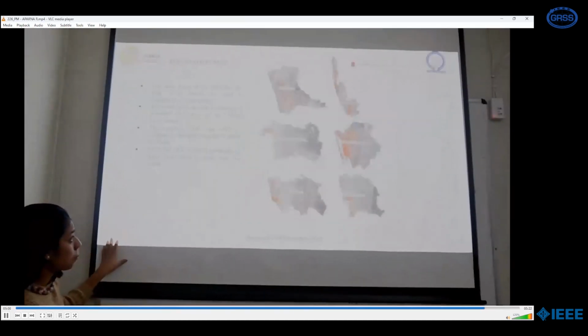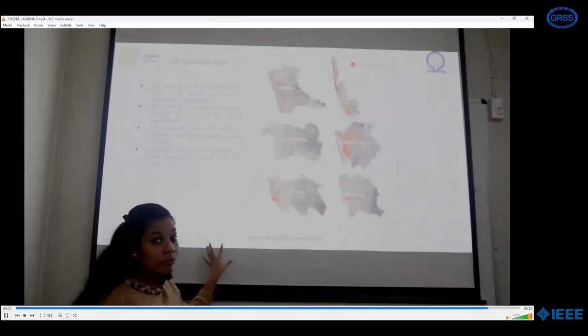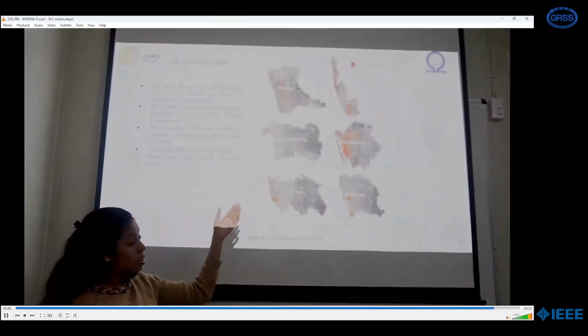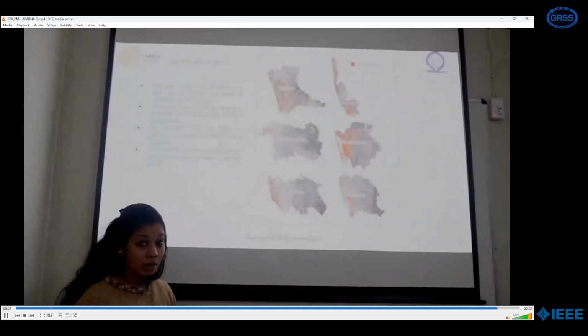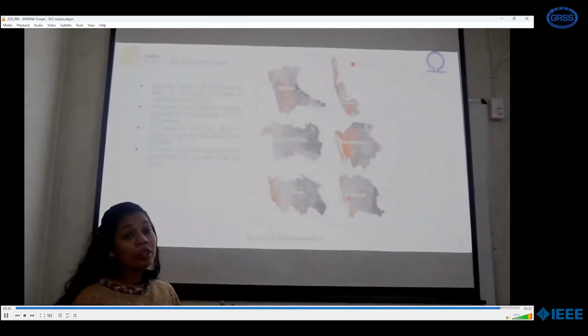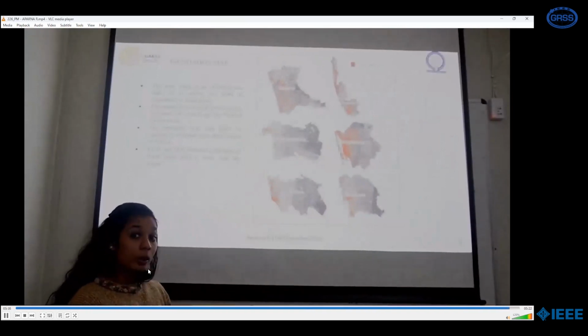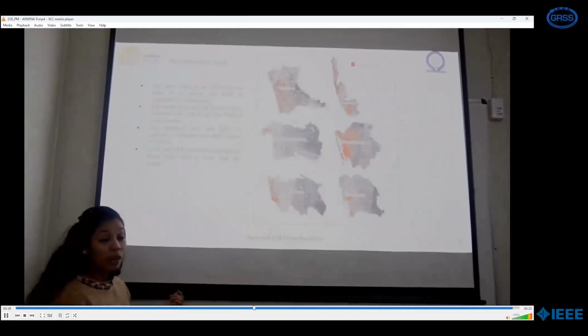Here is the inundation map that we have generated by considering vertical land motion, sea level rise, and the low-lying areas. So these are 6 different districts of the southern part of Kerala. More than 50 square kilometers of area in all of these districts are prone to inundation due to relative sea level rise in the year 2100.